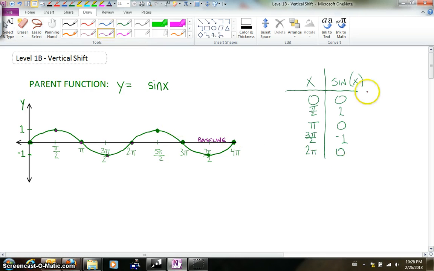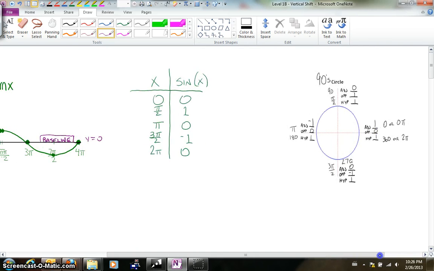Here's another picture of the basic sine graph, again going 0, 1, 0, negative 1, 0. One thing we really haven't talked about a lot is this term called the baseline. The baseline is the vertical middle of the function, and when it's the basic function, the baseline is the x-axis, or the line y equals 0. If you don't remember why sine goes 0, 1, 0, negative 1, 0, check your 90s on your unit circle.